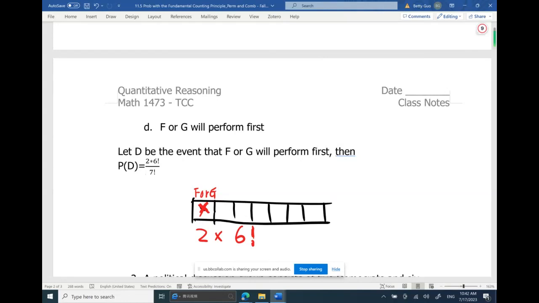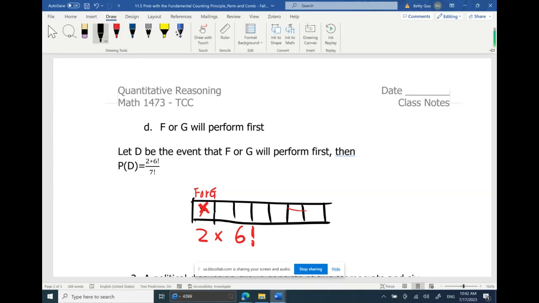Yeah, that's the reason the denominator is 7 factorial, the total number of possible outcomes. And how do we get the numerator as 2 times 6 factorial? Because in order to make event D happen, we have to do the following two things. We can use the fundamental counting principle to explain. In the first slot, we have 2 options. The rest 6 slots, we have 6 factorial that many options. So instead of intuitive, you think clearly, you have logic, you have reasoning.